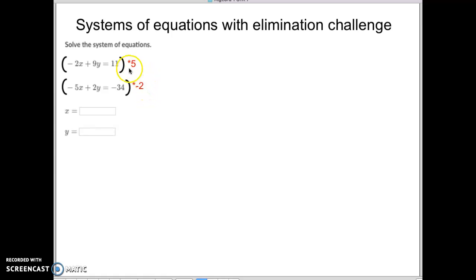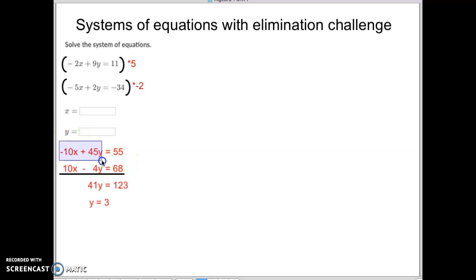Now, what you've got to remember is this is just like distributing. I'm going to multiply this 5 by the 11. I'm going to multiply this 5 by the 9y. And I'm going to multiply this 5 by the negative 2x. Same thing goes down here. I'm going to multiply this negative 2 by the negative 34. I'm also going to multiply it by the positive 2y and by the negative 5x. When I do that, here are my two new equations that I get.